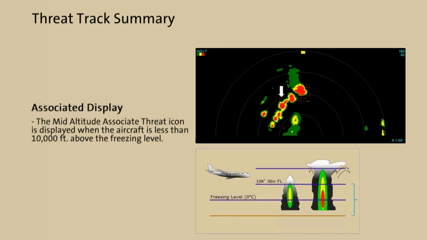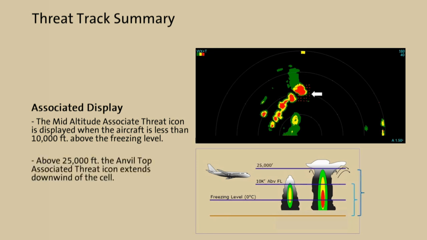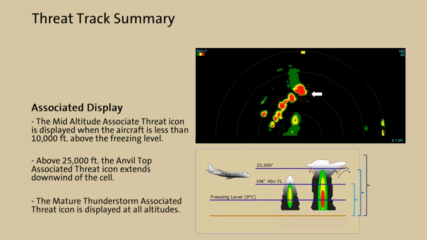The mid-altitude associated threat warning is displayed when the aircraft is less than 10,000 feet above the freezing level. The anvil top associated threat region is extended downwind of the cell above 25,000 feet. And the mature thunderstorm associated threat is displayed at all altitudes in all phases of flight.